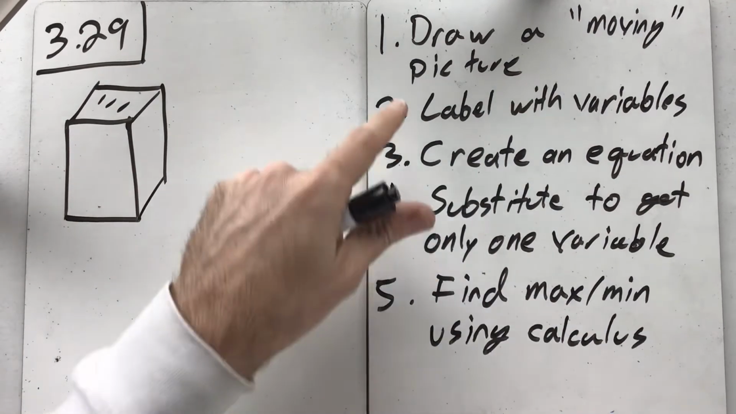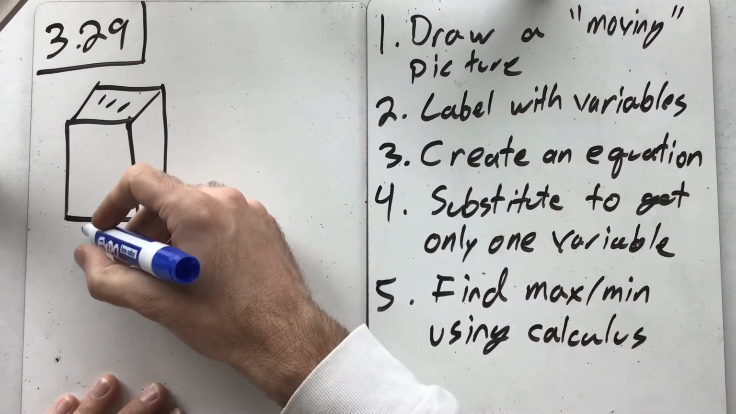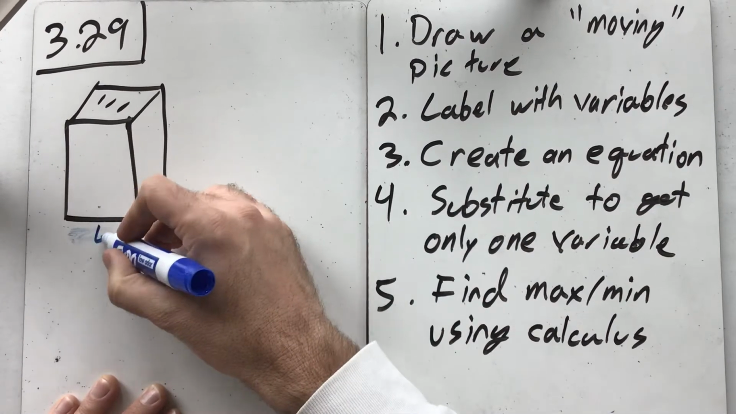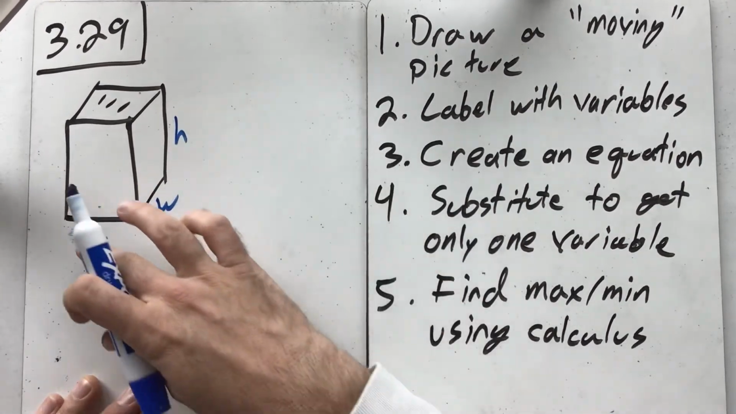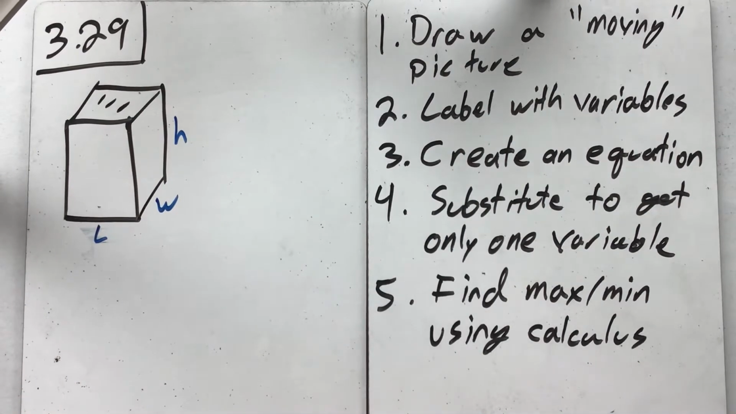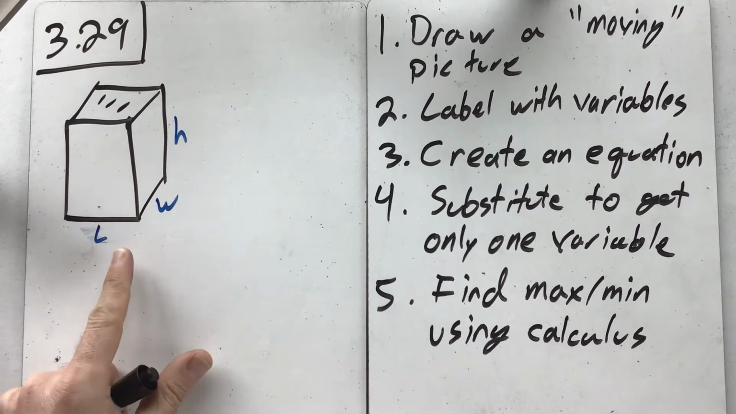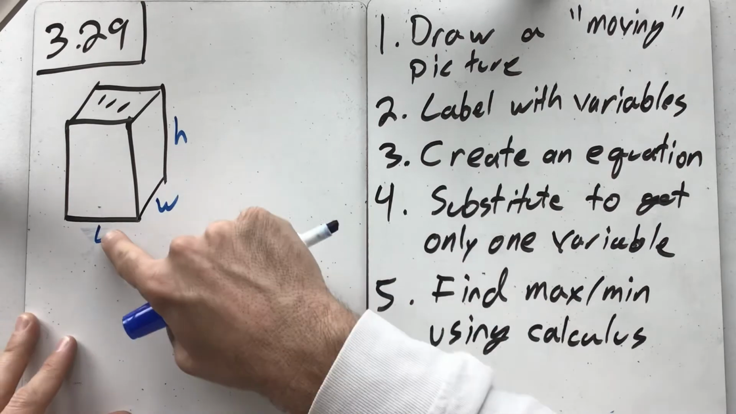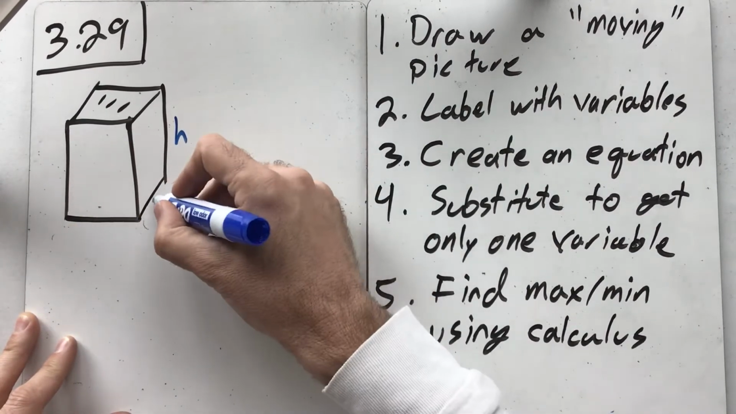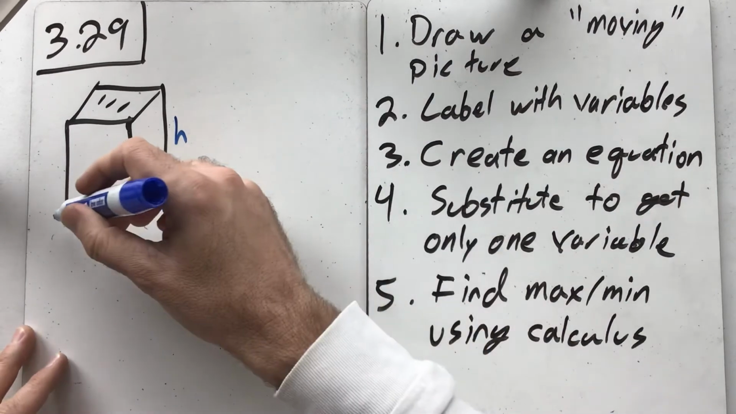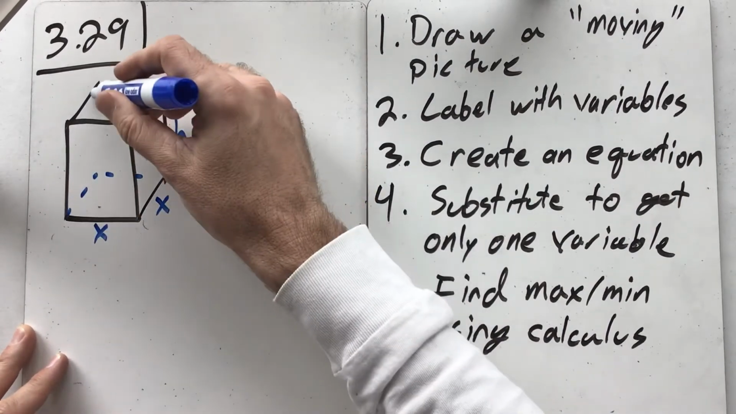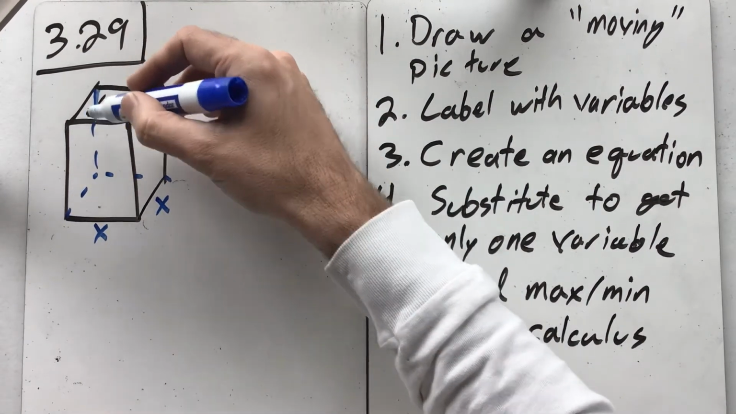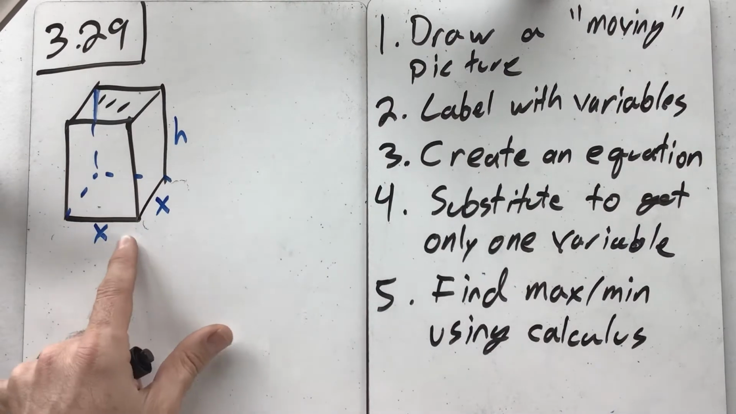Now the next thing we do once we have our picture is label it. Usually we'd label it with length, width, and height. What I notice is that this problem gives us one important piece of information, and that is that the bottom is a square. So that means the length and the width have to be equal. We can label these with the same letter, and we can choose any letter we like. Why don't I choose x, because we know that the bottom of the box makes a square shape. So there's our square with side x, and the height H.